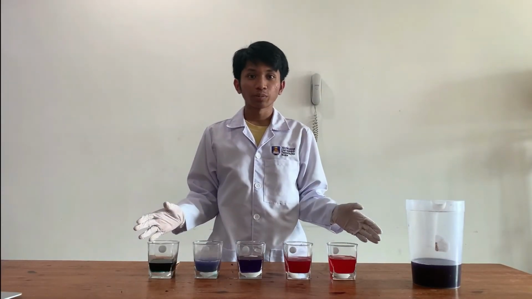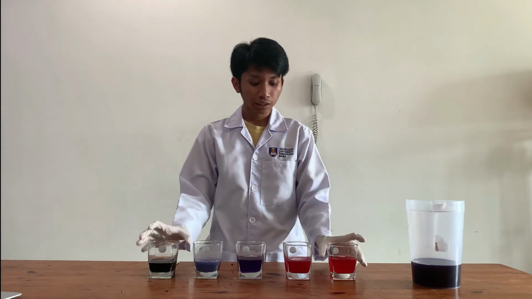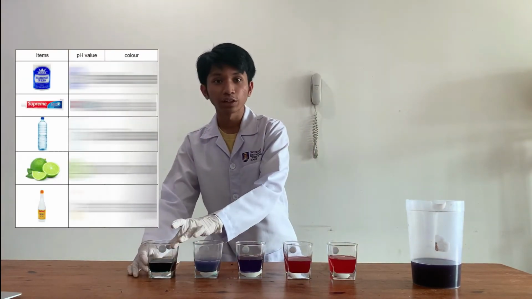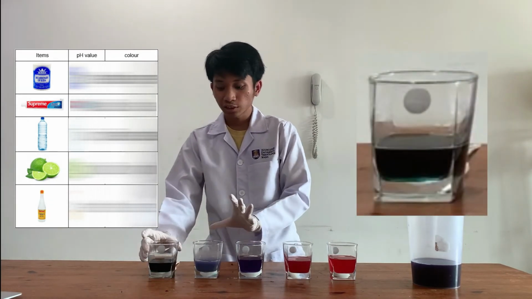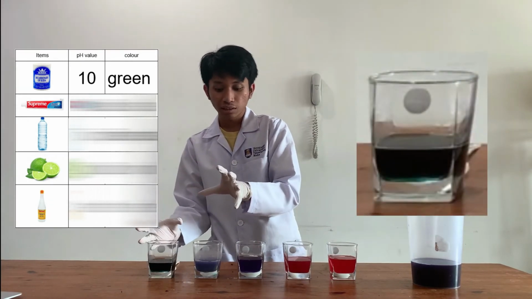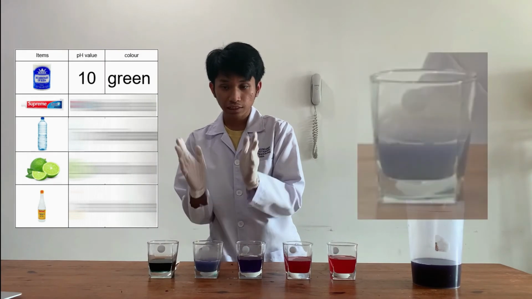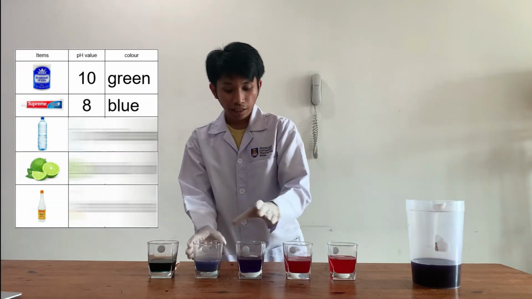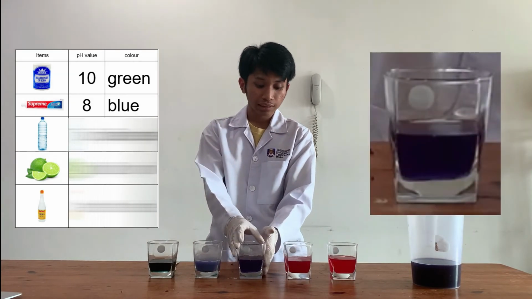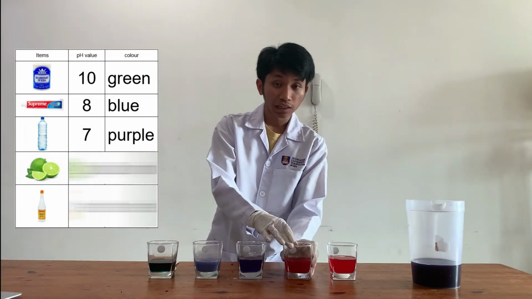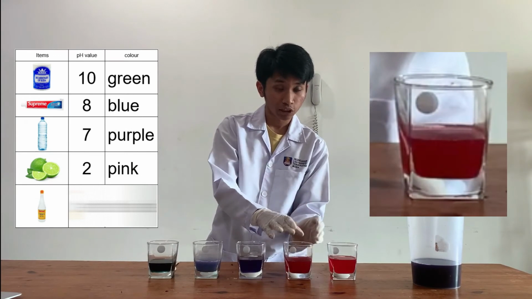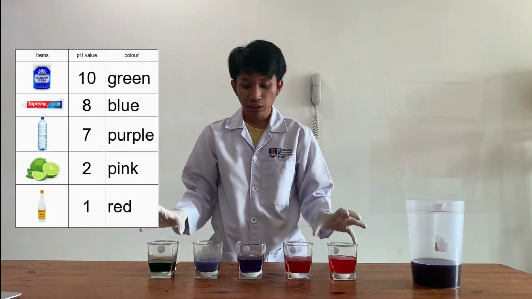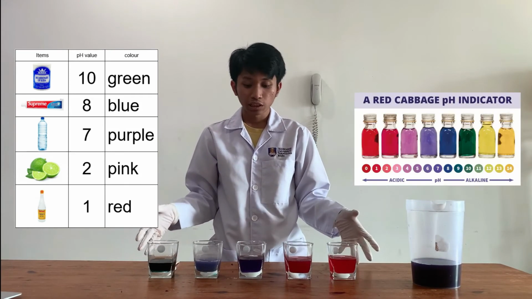So based on the experiments, here are the color changes that are happening to our mixtures. First, for the soda bicarbonate, we have a green mixture. It's because the pH is at 10, and for the toothpaste, it's a little bit bluish, so it's at 8. And this is our water, it's at 7. And for lime, we have pH 2, and for our vinegar, it's at pH 1. So this indication is important for pH determination.